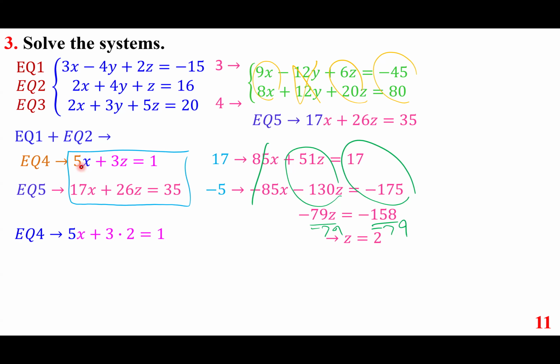So if you go to equation 4, 5 times x plus 3 times 2 equals 1, we get 6 here. Okay. And subtract it from 1. 5x is minus 5, x is negative 1. We go back to one of the original equations. Let's say equation 1. 3 times negative 1 minus 4 times y plus 2 times 2 equals negative 15.